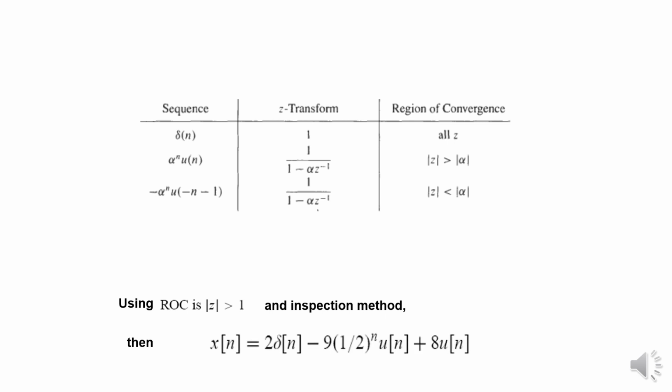Right? So what we have done is we have checked the ROC, and we have used this table in order to compare with our answers. So that means we are using the inspection method again. So therefore what we have is x[n] as 2 delta[n] minus 9 into 1 over 2 to the power n u[n] plus 8 u[n], right?